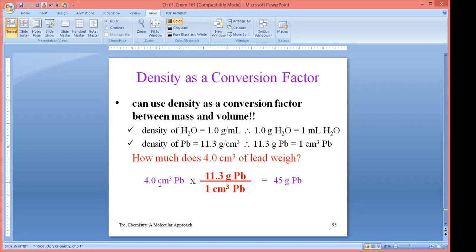So what's showing here is that it gave you 4 centimeters cubed at first, so you need that centimeters cubed on the bottom. But it could have done it the other way, where it gave you the lead and you would need 11.3 grams of the lead on the bottom.